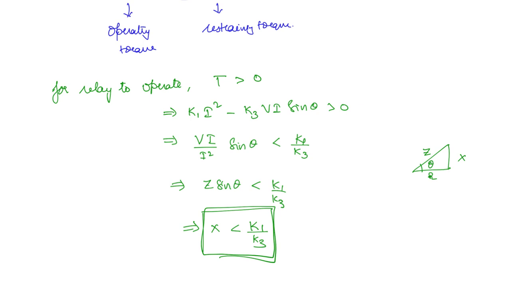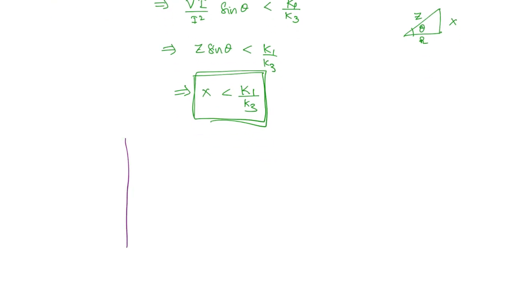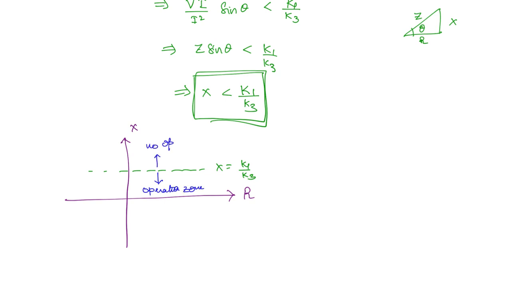Now if you draw the RX characteristics, what will it be? This is R and this is X. A particular value of X is going to be a horizontal line. So here X is equal to K1 by K3. X should be less than this value for the relay to operate. So what will be the operation zone? Any point below this line is the operation zone, and above this line is the no operation zone.